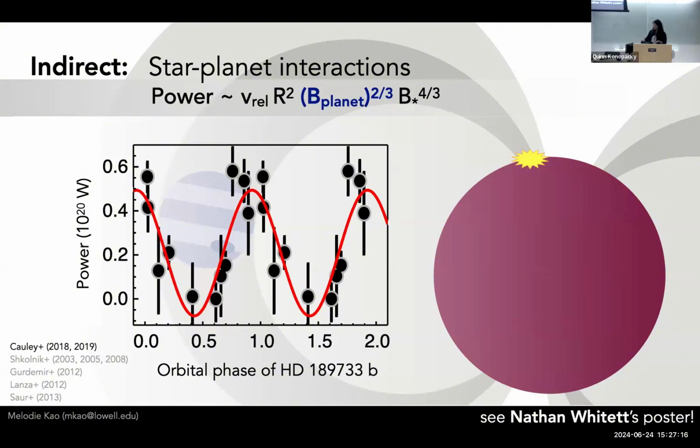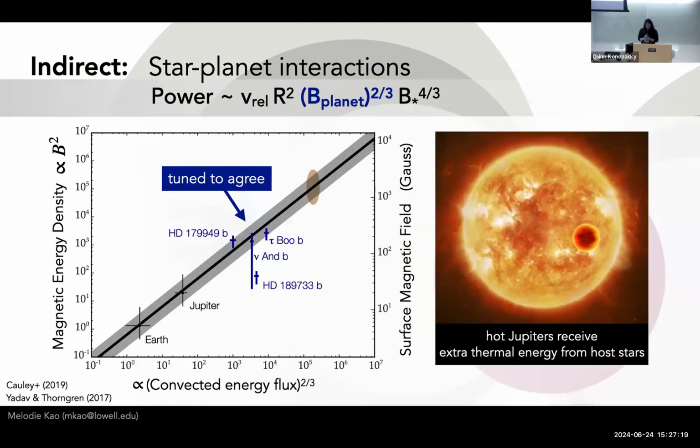Using measurements of this particular signal, she and Wilson Cawley were able to show that you could plausibly get the strong magnetic fields that were predicted by the Yadav and Thorngren extension of the Christensen et al. dynamo theory. But what I want to point out to you is that this squiggle here contains an efficiency factor that as of yet is observationally unconstrained. And so what they did in this paper was they actually tuned it so they could turn it up or they could turn it down until these magnetic field measurements aligned with predictions from the model.